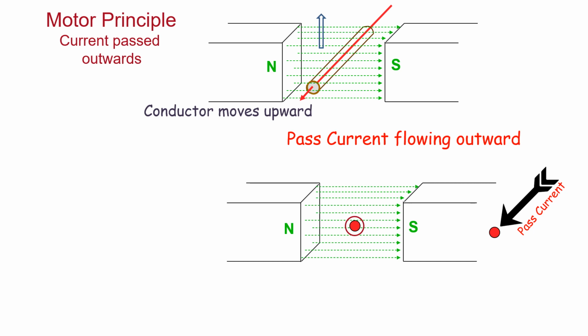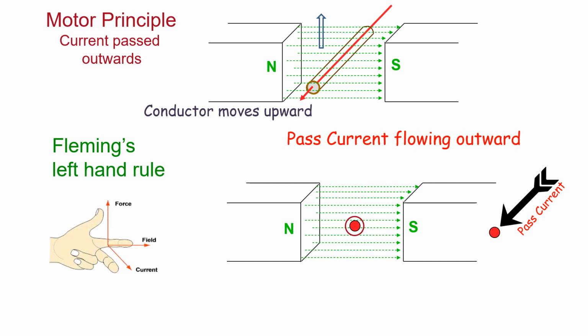Because of this current carrying conductor placed in the magnetic field, a force will be acted on this conductor. In order to know the force direction, we apply the Fleming's left hand rule. The first finger in the field direction, the current coming out by the second finger, the thumb is oriented upwards. That means a force will be acted on the conductor upwards. Because of this force, the conductor moves upward.